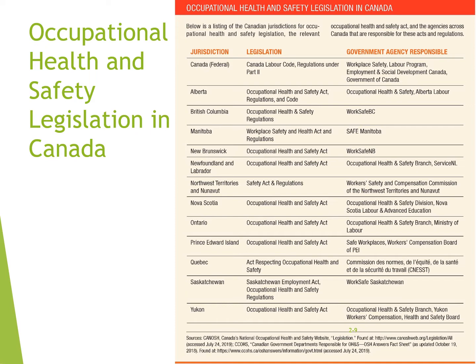And if you're federally bound, you'll have to know the Canada Labour Code regulations under Part 2. If you work for Air Canada, CN Rail, CBC radio, television, or banks like Royal Bank, you'll fall under these federal agencies: Workplace Safety, the Labour Program, Employment and Social Development Canada, and the Government of Canada. But if you are, let's say, a nationwide health and safety manager, and it does not fall under federal, then you need to know all of the different legislation and government agencies.